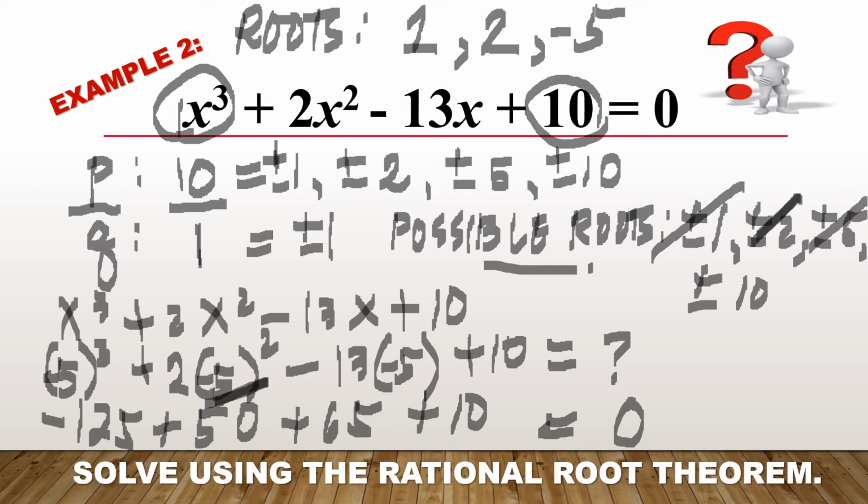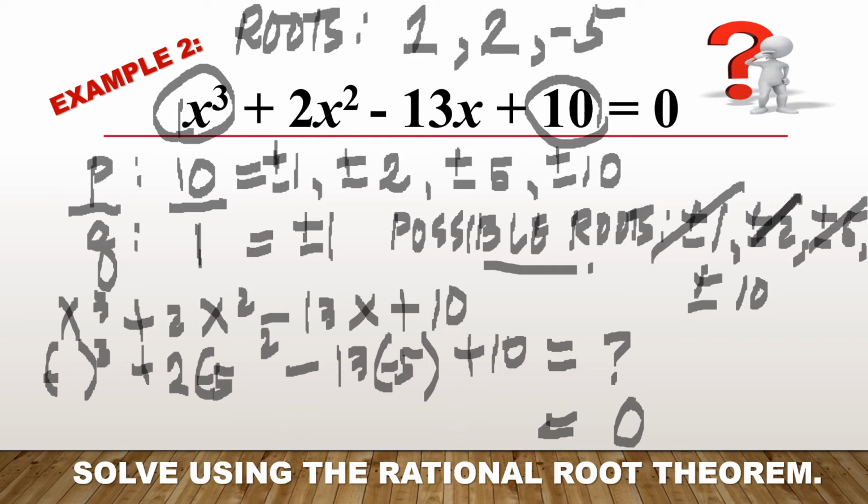So let's be patient. All you need to do here is to be patient in solving. Now let's have positive 10. Last one. So positive 10. Let me erase all this. Erase and erase. This should be positive 10, positive 10. Okay. So, x cubed again. So, this will become positive 10 plus 2 times 10 squared minus 13 times 10 plus 10.